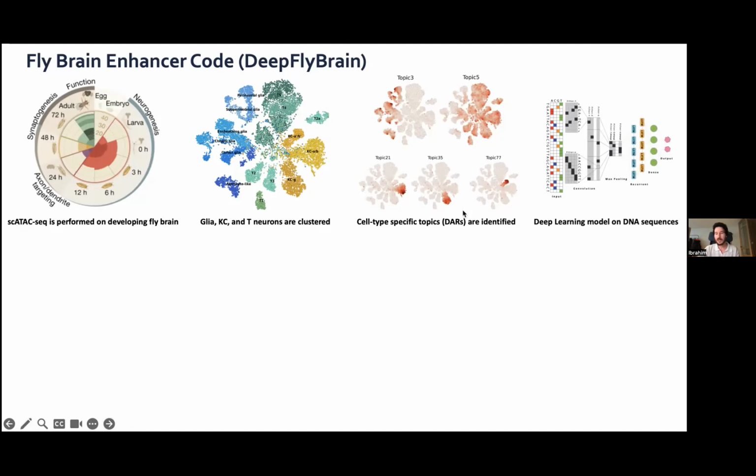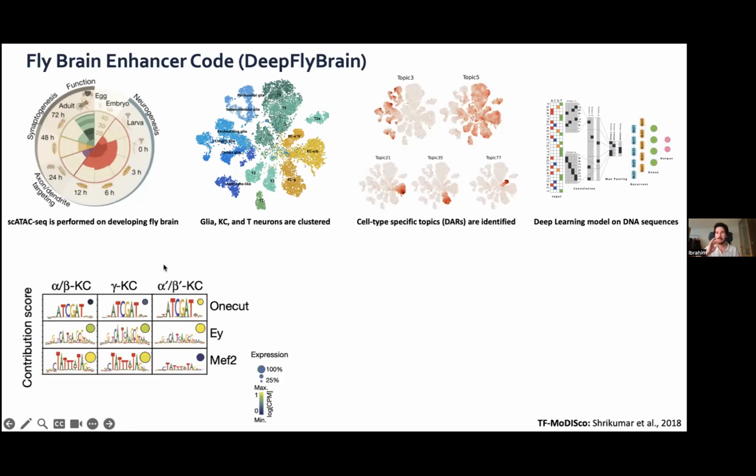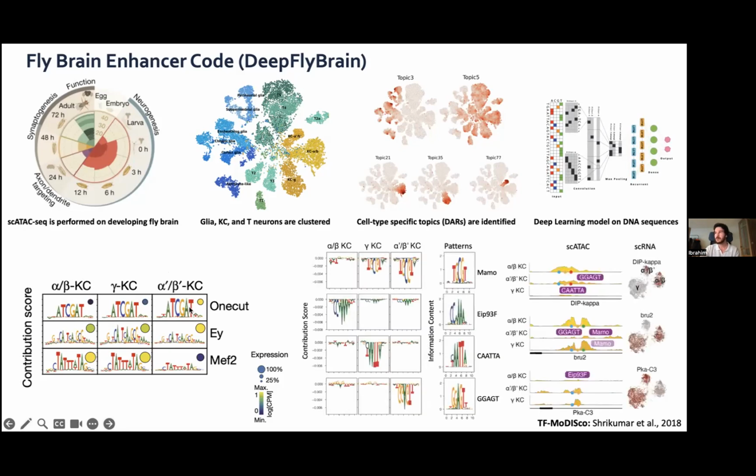And focusing on the Kenyon cells, with the help of network explaining techniques and TF-MODISCO, we identified that one-cut, IDS, and MEF2 are the core activators for Kenyon cells, all these three subtypes. And for the repressor patterns, we identified that there are more patterns that are specific to Kenyon cells, and even some of the repressors are really subtype specific. For example, this 893F, the model says it negatively contributes in alpha beta Kenyon cells, not in gamma Kenyon cell, alpha prime beta prime Kenyon cell.